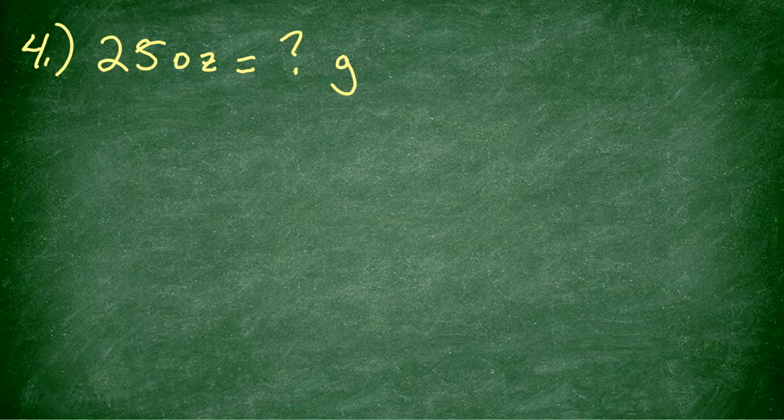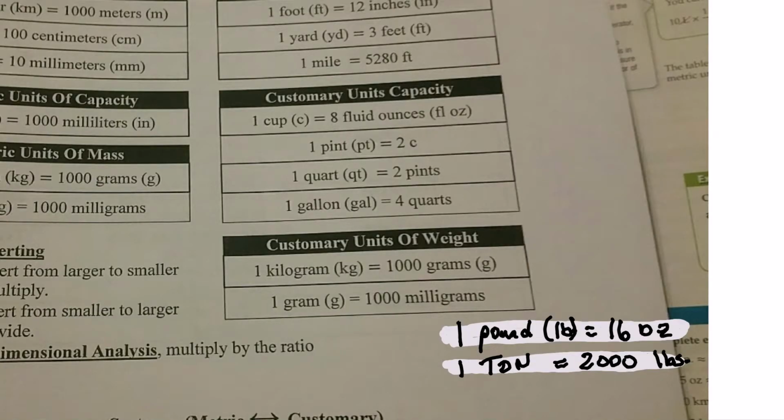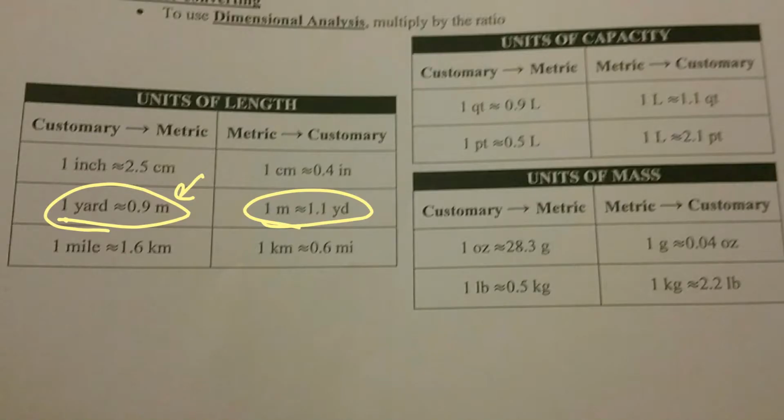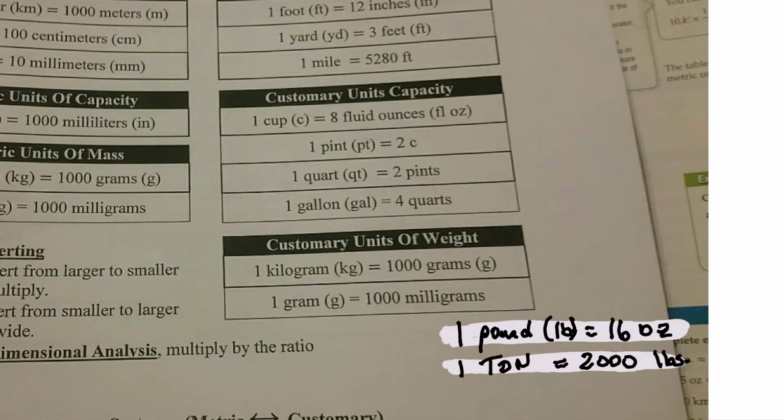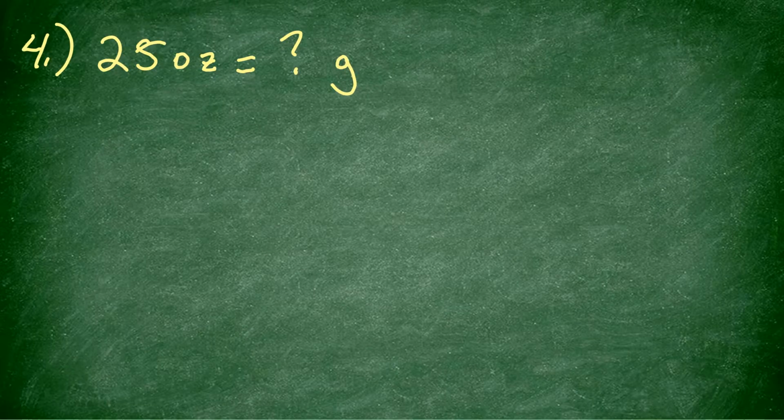Alright, so now we're going to go ounces to grams. So I go back to my conversion chart, and I'm looking at mass, and I see ounces to grams right there. So 1 ounce is 28.3 grams. You also could use grams to ounces. It does not matter which way you want to go, guys. It doesn't matter, all right, as long as you set it up correctly. So ounces, 1 ounce is 28.3 grams. So just in case, I'm going to write this down so I don't forget it, 1 ounce is 28.3 grams.